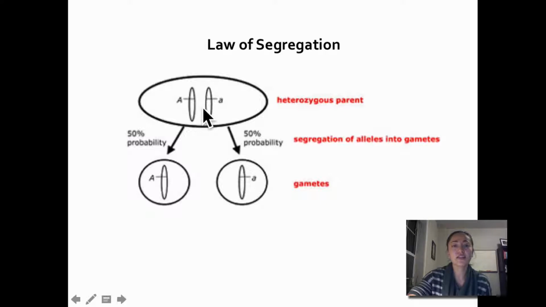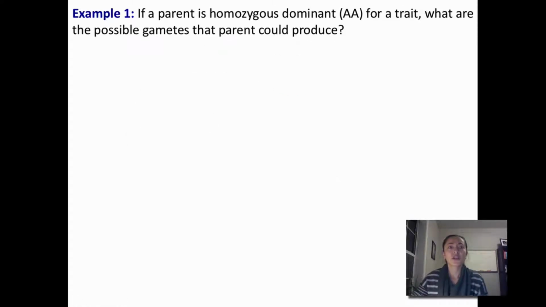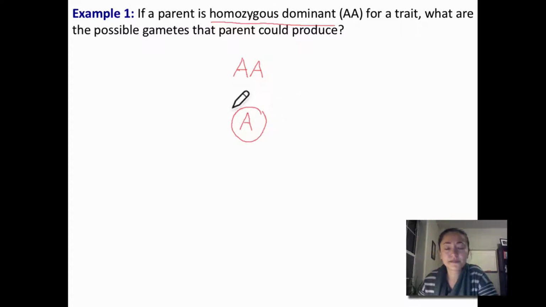Let's look at an example here. Example 1 on your practice set says, if a parent is homozygous dominant for a trait, what are the possible gametes that parent could make? If they are big A big A, these are their two copies of the gene for this trait. The only thing they could give their gamete would be a big A. So there's only one possible gamete this individual could make, one possible egg or sperm. The answer would be one possible type, only having a dominant allele in it.